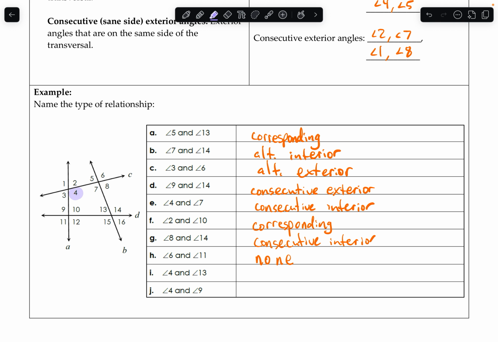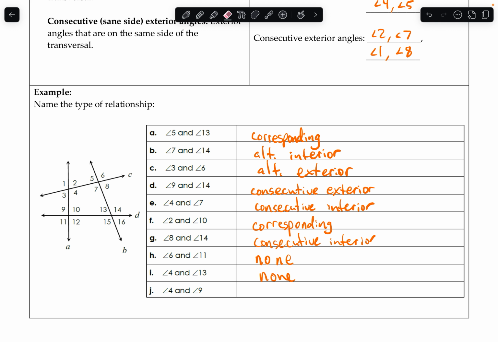4 and 13, check it out, it happens again. 4 is the intersection of A and C. 13 is on the intersection of B and D. A, C, B, D. They don't share any lines. There's no line that goes like this. So that is going to mean that there's none with that pair as well.